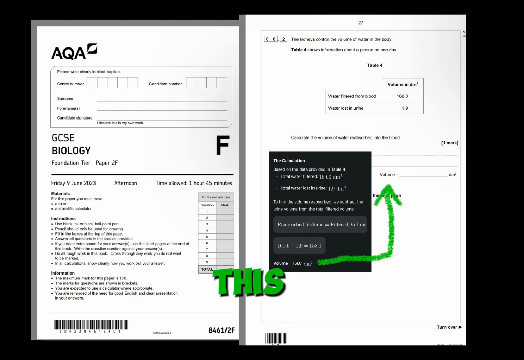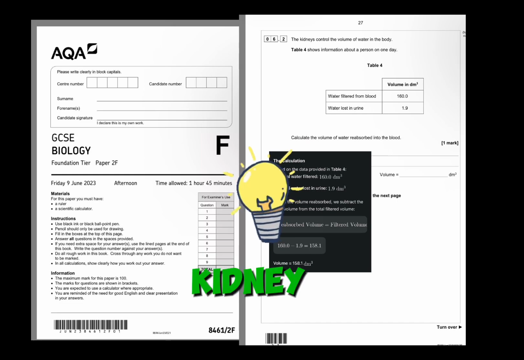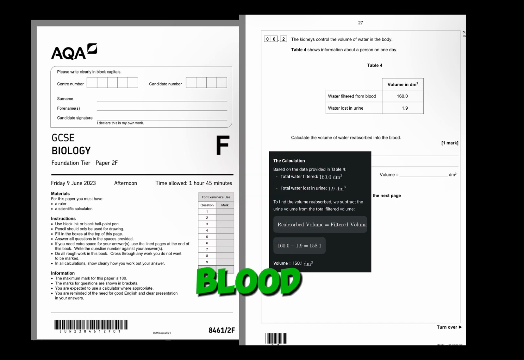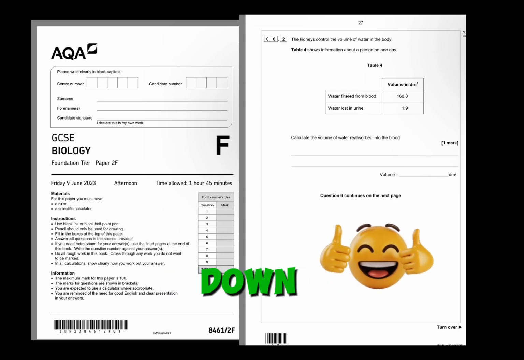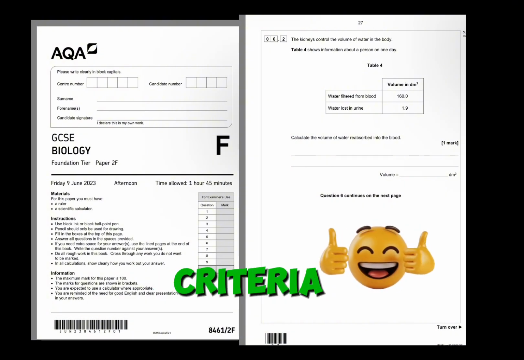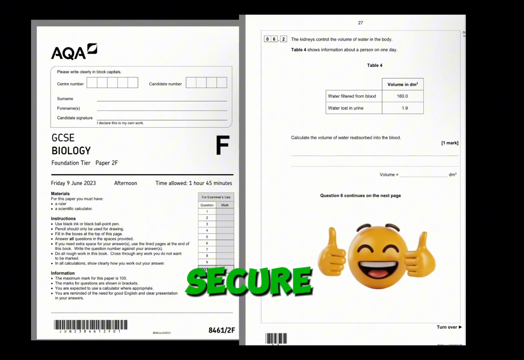Now the exam tip for this question is the fact that most of what the kidney filters is actually put back into the blood, reabsorbed. Only a tiny fraction becomes urine. To help you ace these GCSE biology questions, I've broken down the answers according to the typical marking criteria and added specific tips to help you secure every mark.